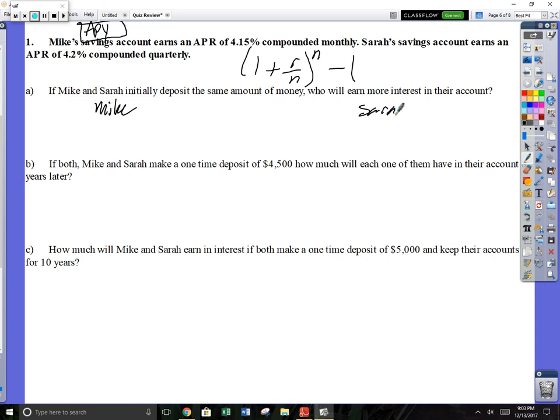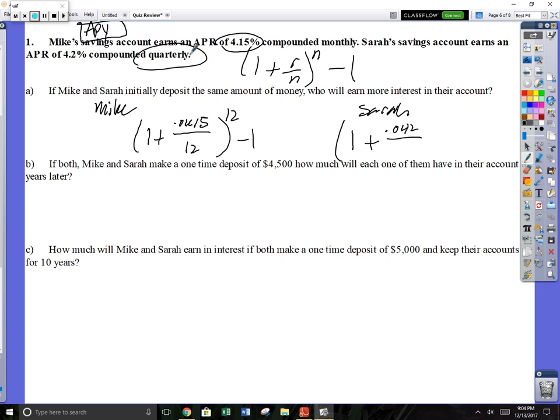And we'll do Sarah's over here. Okay, Mike has an APR of 4.15%, so Mike is 1 plus 0.0415 divided by, he's compounded monthly, so n is 12, raised to the 12, minus 1. Sarah is 1 plus her rate. His rate is 4.15, hers is 4.2, so the rates are really close. 0.042. Hers is compounding less, so hers is compounding 4 times a year, to the 4, minus 1.